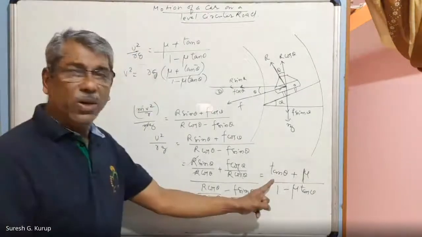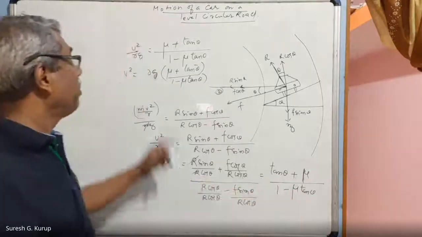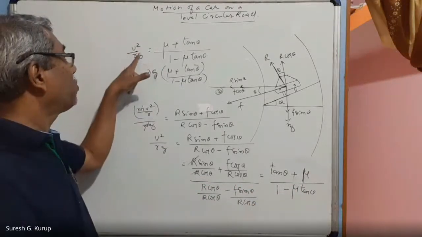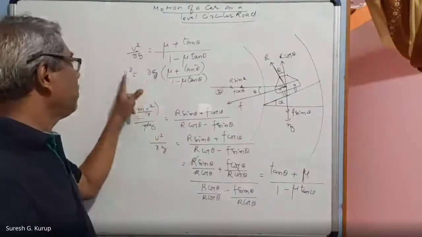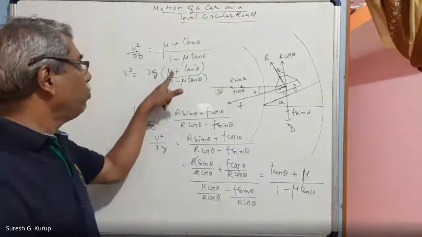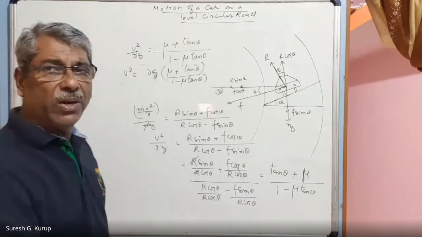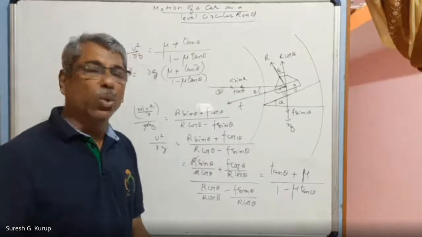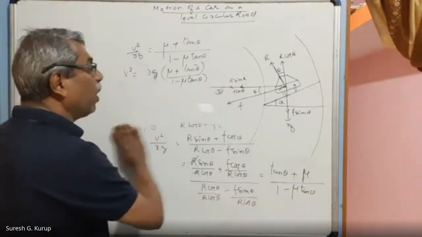So we have seen all these things. tan theta plus mu divided by 1 minus mu tan theta. The same relation I'm writing here: v squared by Rg is equal to mu plus tan theta divided by 1 minus mu tan theta. So v squared is equal to Rg into mu plus tan theta divided by 1 minus mu tan theta, where mu is the coefficient of friction between the tire and the road, right? So this is the expression of the relation we are getting.